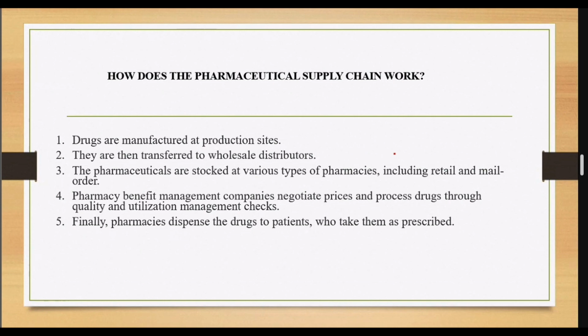Then pharmacy benefit management companies, PBM. PBM companies negotiate prices and process drugs through quality and utilization checks. And ultimately, the drugs are dispensed to patients. This is how the entire chain looks if you describe it stepwise.